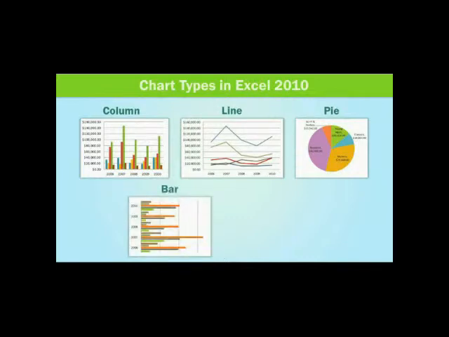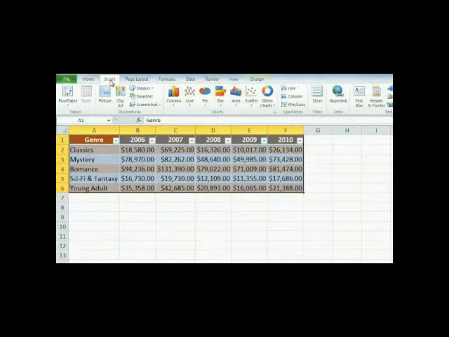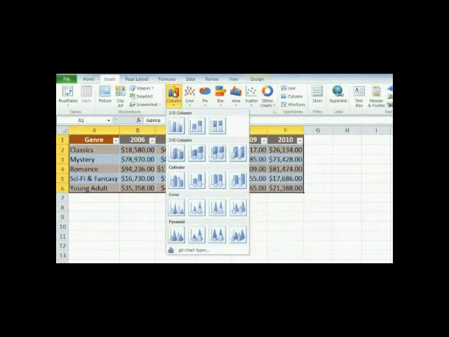Bar charts are basically just column charts, except they use horizontal bars. And area charts are like line charts, except the areas under the lines are filled in. And there are also some other types that are a bit more specialized. I think I'll start with a column.